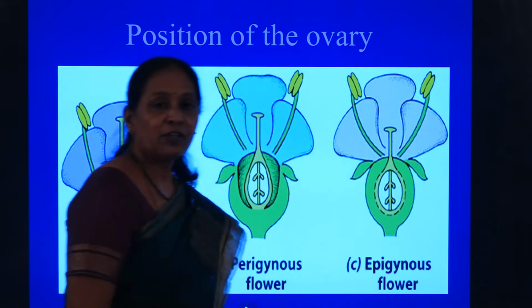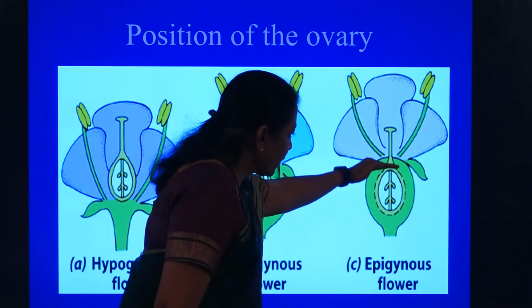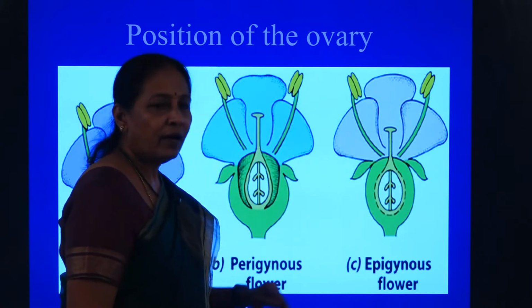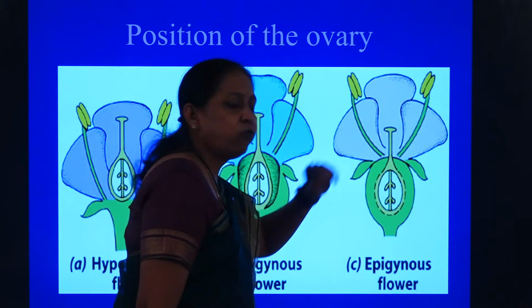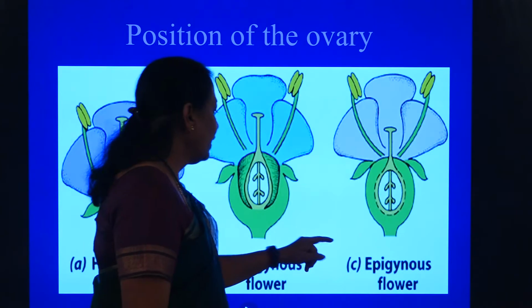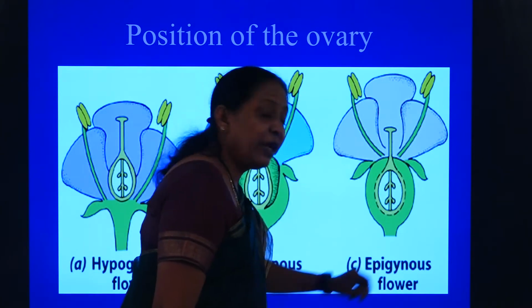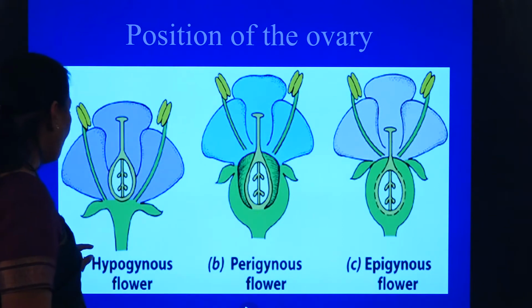Epigynous, epi refers to above the gynoecium. Now the position of the gynoecium is inferior. The other floral parts are present above the ovary. Hence the flower is epigynous, but the position of the ovary is inferior.